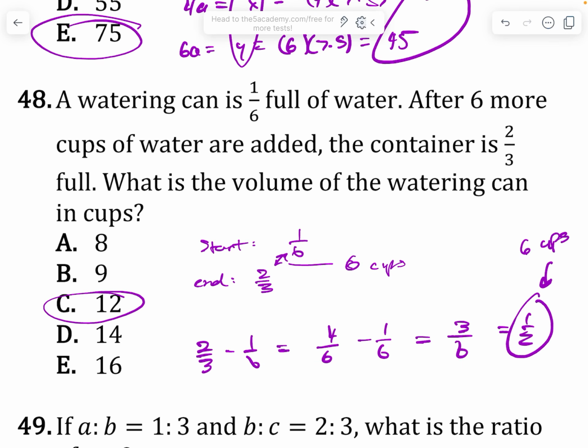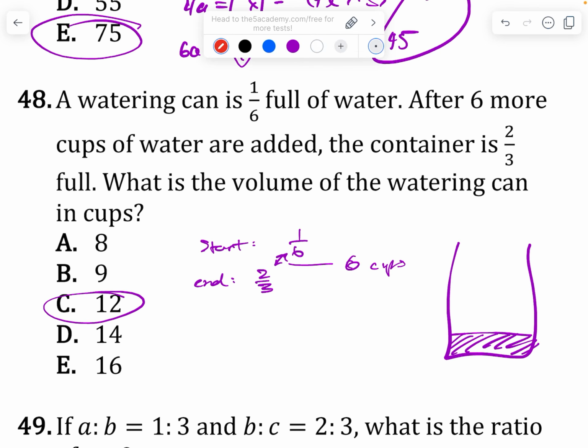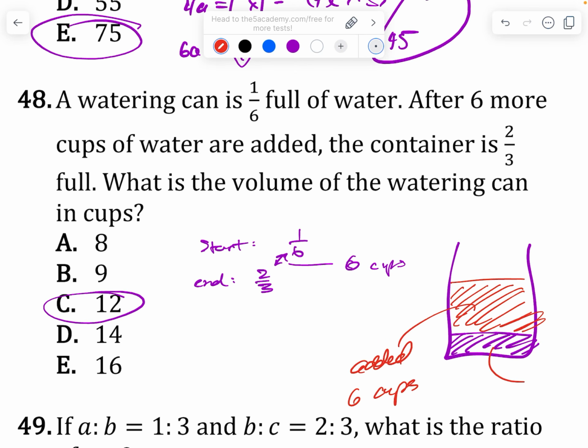Okay, let me visualize the problem in case that didn't make sense. So let's just do this. You have a container, originally 1/6 full, and then we add stuff and it becomes 2/3 full. We don't know how much is here. We don't know what's up here, what's left. Actually, we do. We know that 1/3 is left, but we don't know the exact quantity of it. We don't know if it's a gallon or a cup or 7 cups, whatever, right?